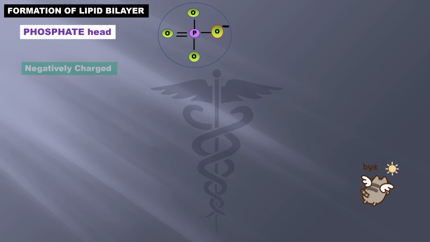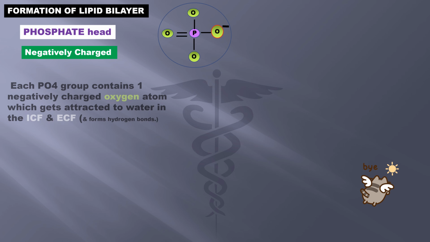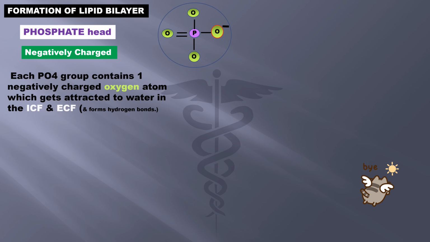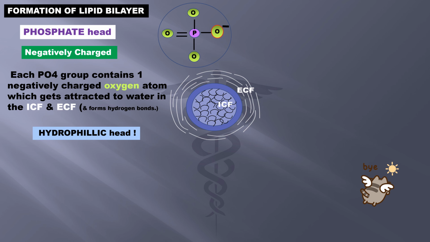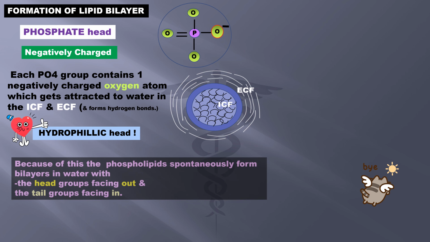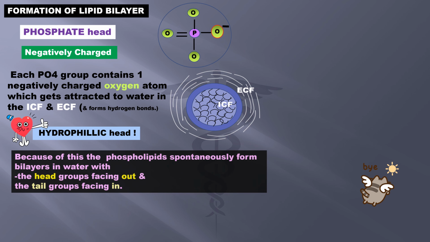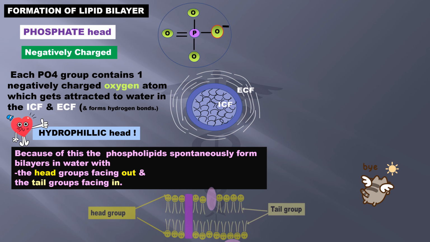The chemical formula of the phosphate group shows that it is negatively charged. Each phosphate group contains one negatively charged oxygen atom, which gets attracted to water in the axoplasm as well as the ECF and forms hydrogen bonds. It is hydrophilic. And because of this, the phospholipid spontaneously forms a bilayer in water with the head group facing out and the tail group facing in.